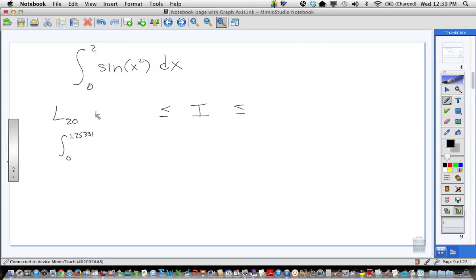And then after that, it would be rights that would be under. So we'll do 20 rights from 1.25331 to 2. And then over here, we'll reverse that. We'll do 20 rights for the first part, 0 to 1.25331. And then we'll add, I put 10, I meant 20, 20 lefts in the part from 1.25331 to 2.